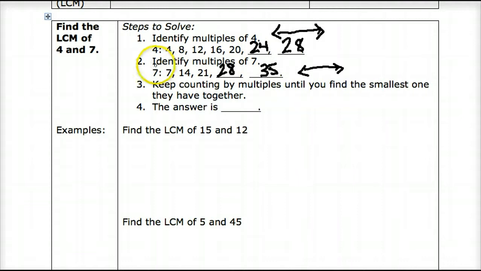So we've listed out our multiples of both of these numbers, and we could keep going, but we simply want to find one number that they have in common. So we're going to keep counting by multiples until we find the smallest one they have together. We see that 4 and 7 both include the number 28, which means that our least common multiple of these two numbers, 4 and 7, equals 28.